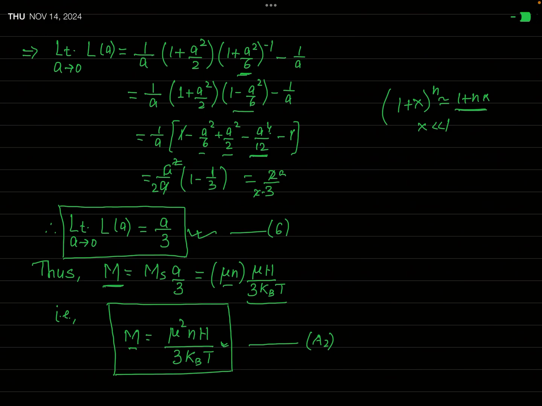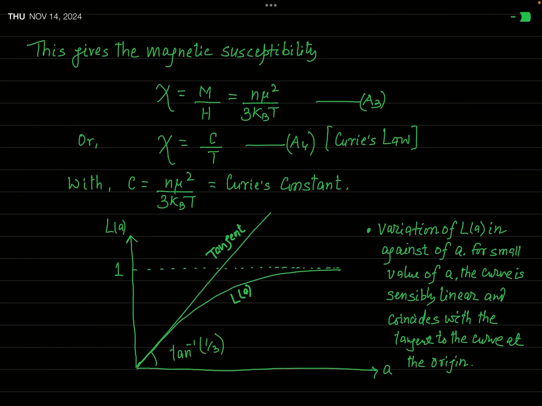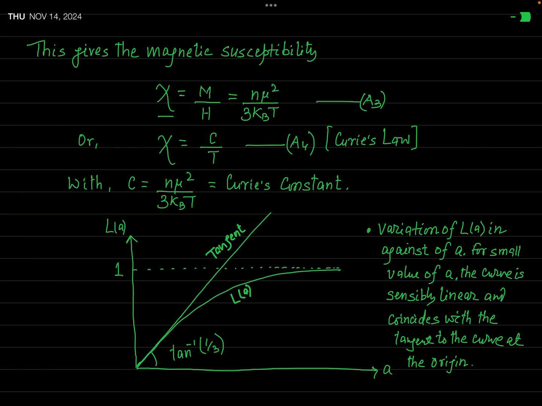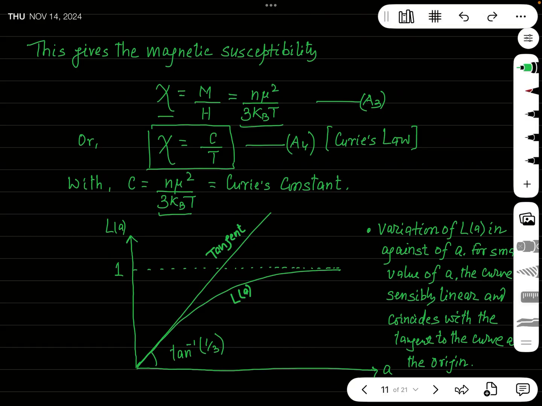Now after knowing the value of M, easily you can find the value of paramagnetic susceptibility. From the definition of susceptibility, you know chi is equal to M over H. And see here the expression, this H will cancel out, and so the expression for chi is n mu square over 3 kBT. And this result is also written as chi equal to C over T. Actually C is equal to this much. Sorry, not T. T should not be here.